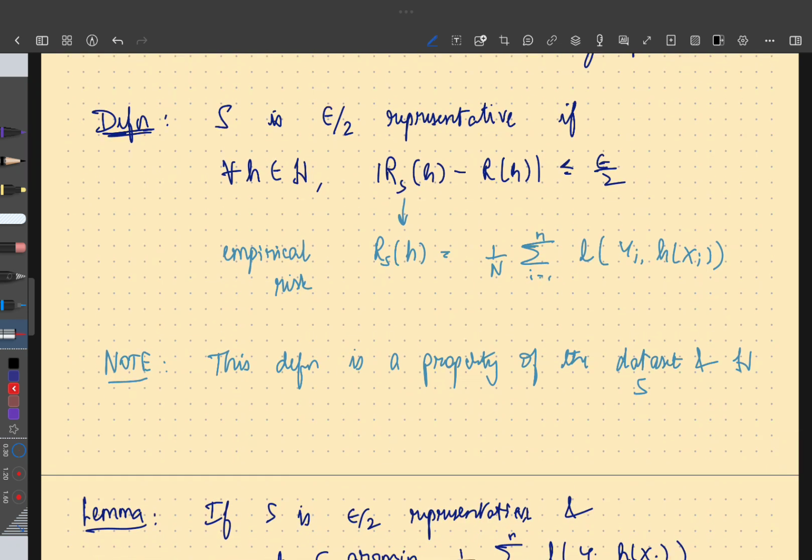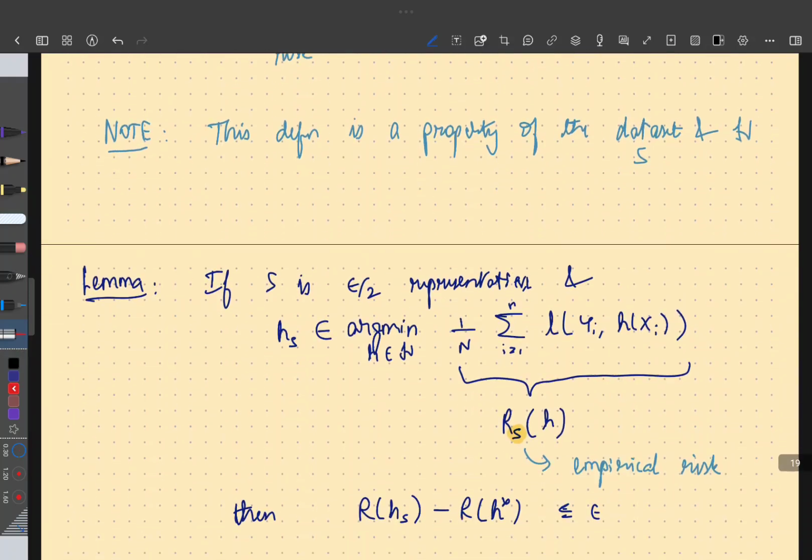Okay. So it means that this particular sample set, this particular data set ensures that the empirical risk is a good representative of the true generalization error. And that's a good feature to have, because ultimately if you want to achieve a small generalization error, then all you have to do is choose a predictor which achieves a small empirical risk, because the empirical risk is a good representative of the generalization error. Right?